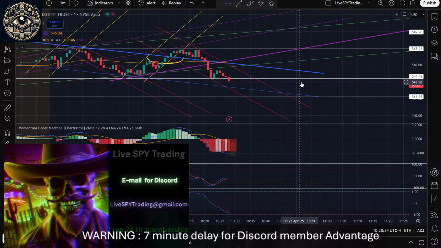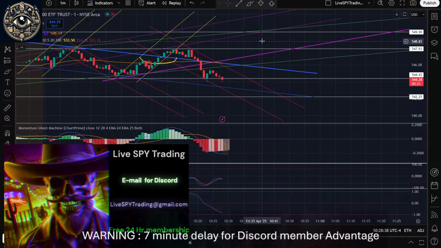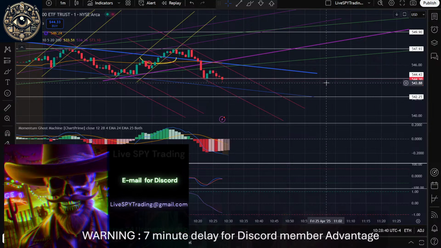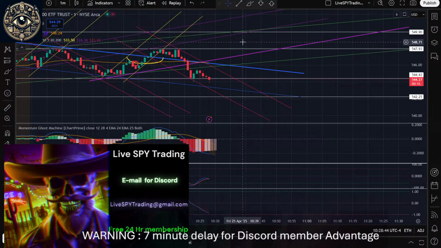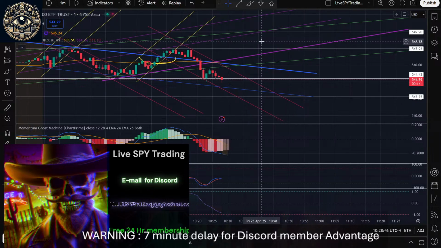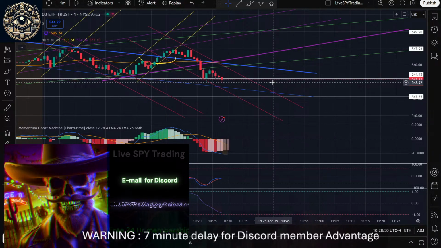We got 2 more cents we need to break. Oh, come on. Give me those 2 cents. It doesn't want to give me the 2 cents. They got an order block right here. They don't want to break this order block.